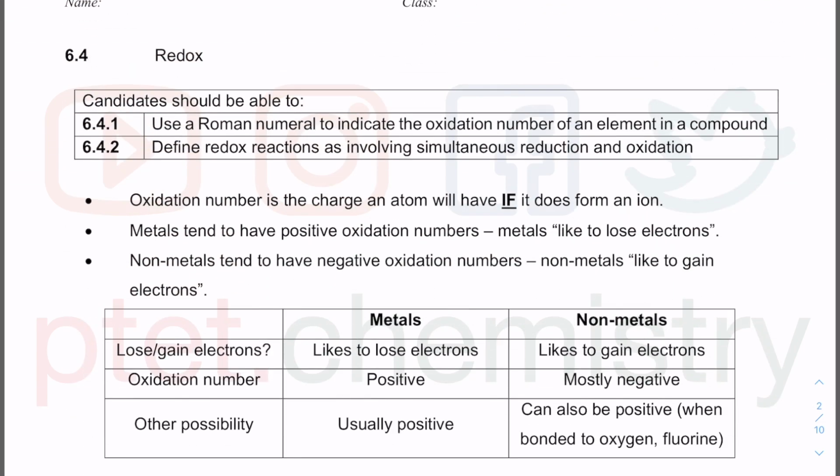The next part of these lecture tutorials, in fact the rest of this topic, is basically on this idea called redox reactions. It's a fairly straightforward topic if you know what you're talking about, but there are very, very important details that you need to uncover first.